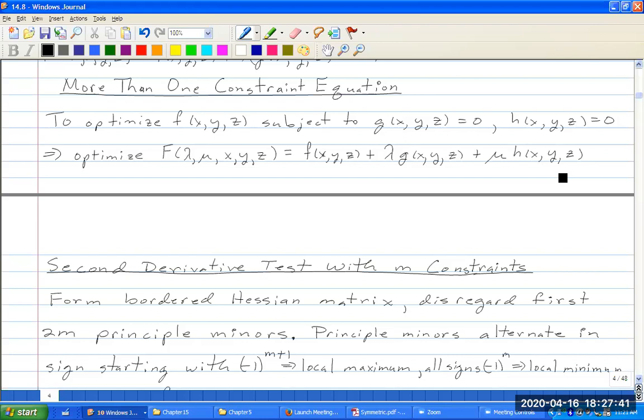So let's discuss the second derivative test. The second derivative test with m constraints. So we're going to try to perform a second derivative test where we're trying to optimize some objective function on m constraints.